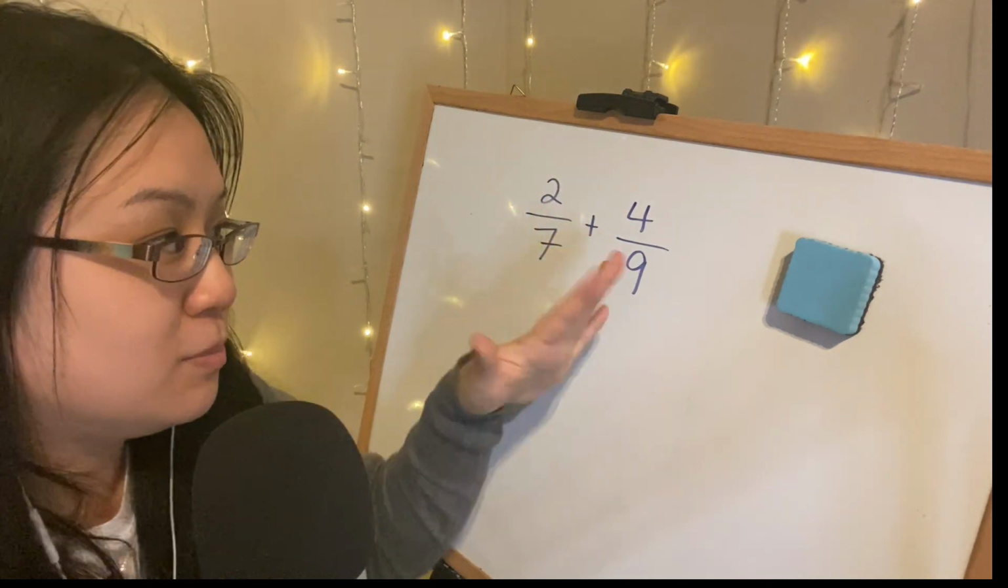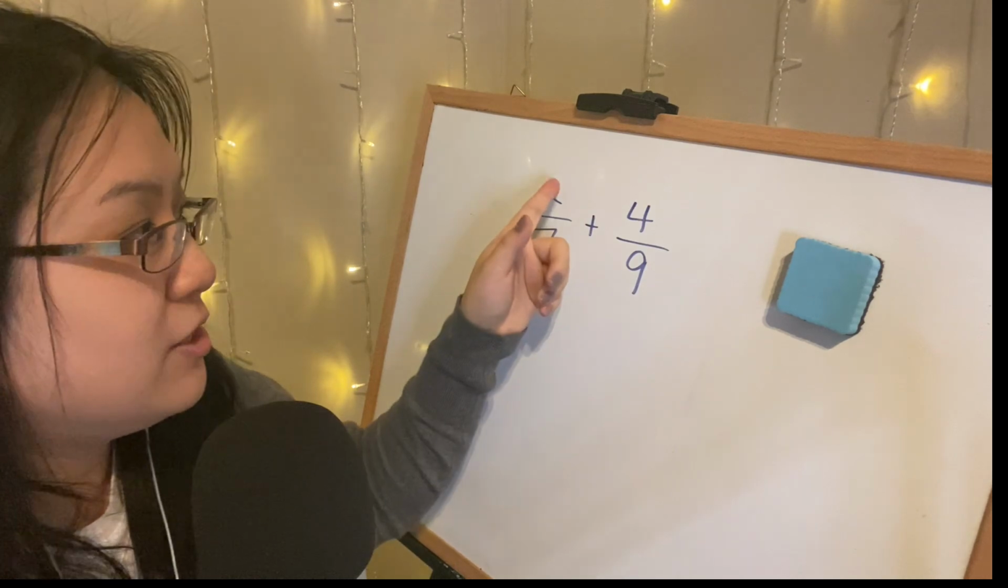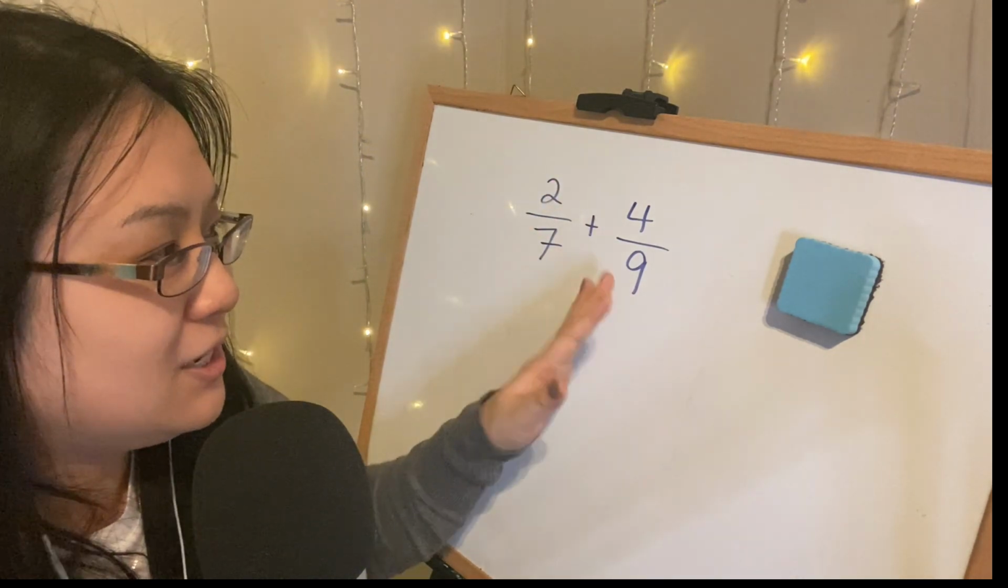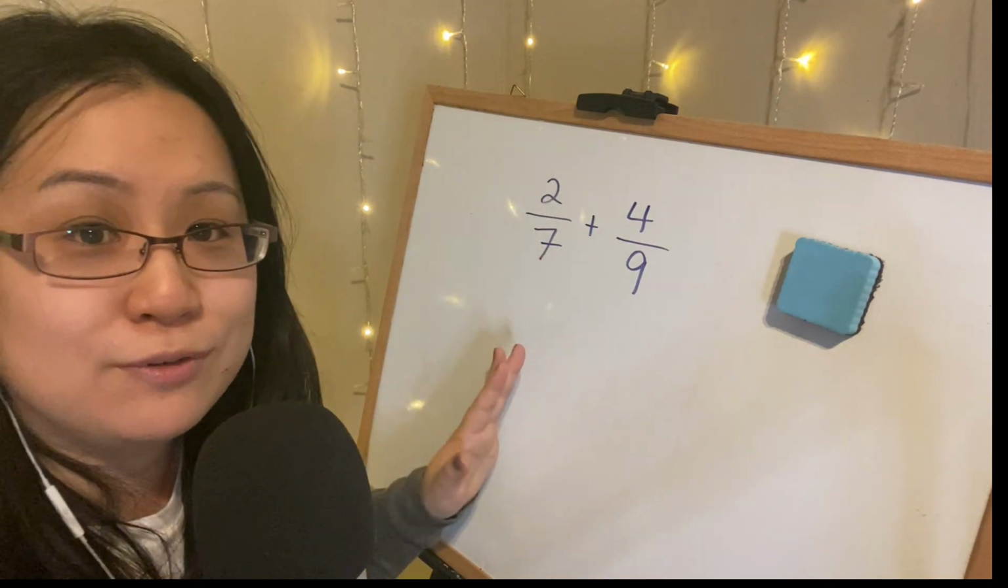If you were to break up a whole into 7 equal pieces, this would be 2 of them, so I'd shade in 2. If I broke it up into 9, I'd shade in the 4, and then that's how I would represent these 2 fractions.